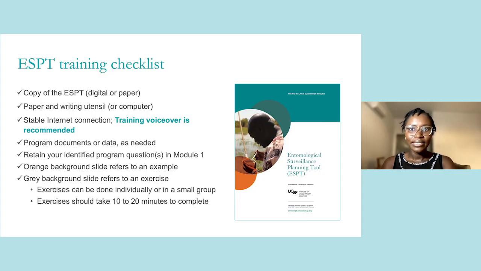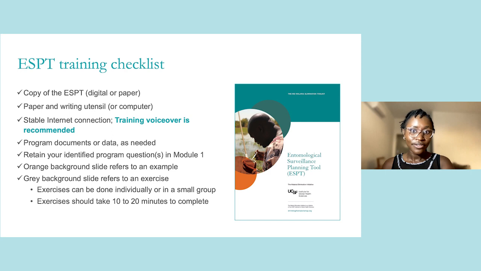Let's take a quick look at our checklist to make sure we are all prepared for this session. Please have an individual copy of the ESPT tool in front of you, either an electronic or paper copy. Please also have a notepad and writing utensil or a computer, or both, in order to take notes and participate in the exercises. We ask that you retain your program question or questions identified in Module 1 as you work through this training. Each module builds on the previous module.